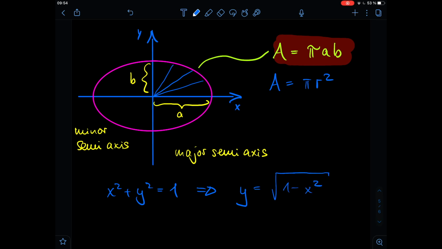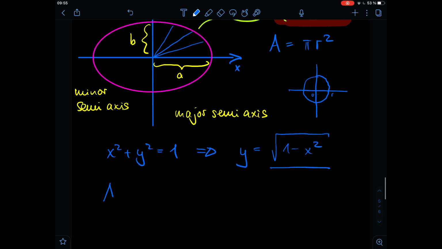minus x squared. So if you take a look at a circle, let's draw a little circle here, then integrating from 0 to r, this function would lead us to the quarter of the area. So the area of a circle, as we have shown it in the last video, is 4 times the integral from 0 to r over the square root of 1 minus x squared dx. Good. Now, how is an ellipse defined?